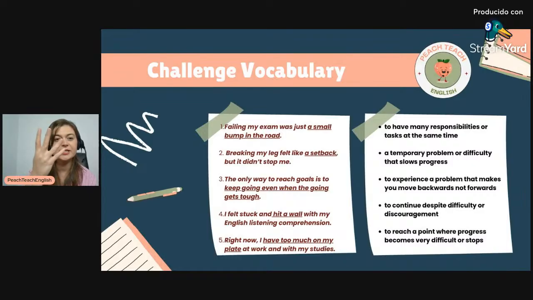Okay, this is going to be number 4. To continue despite difficulty or discouragement. So guys, tough means something's very difficult. But even though it's tough, we're going to keep going. We can't give up. We have to keep fighting even when it's hard.